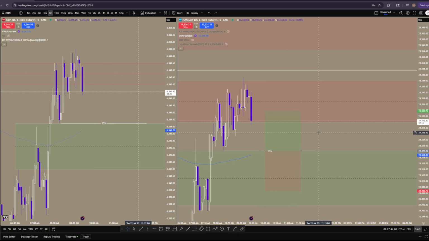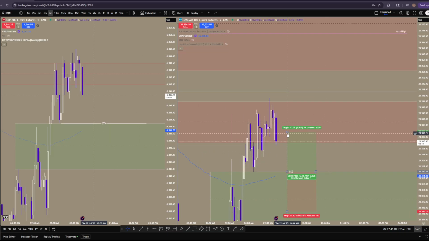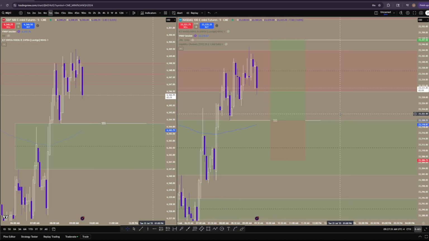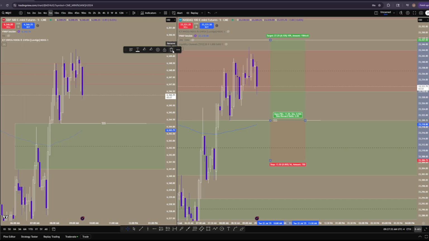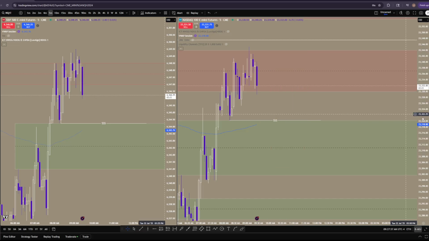So that's something we could look for, right? We do still want to be careful there just because we're going to be trading right back into that hourly fair value gap, right? But that could be a decent setup, right? Could be a decent setup. So we'll see if that wants to happen.